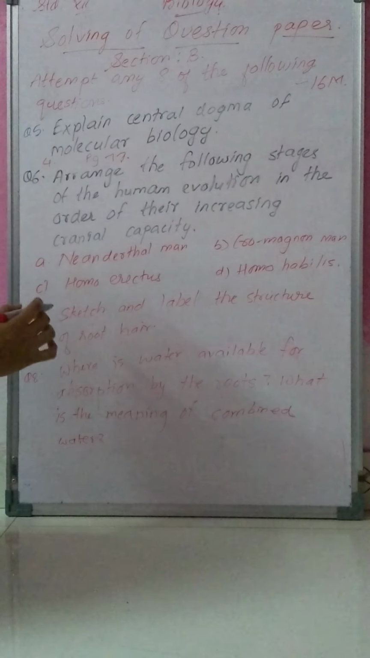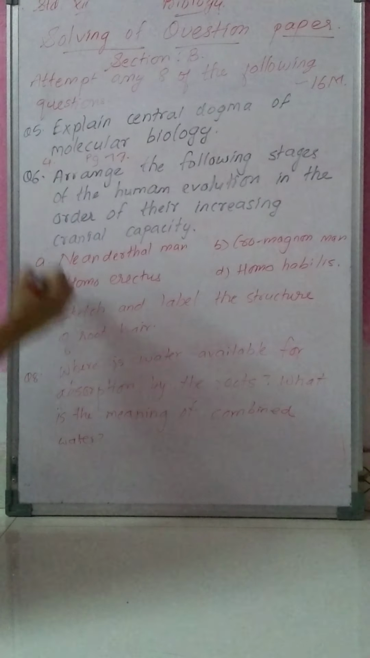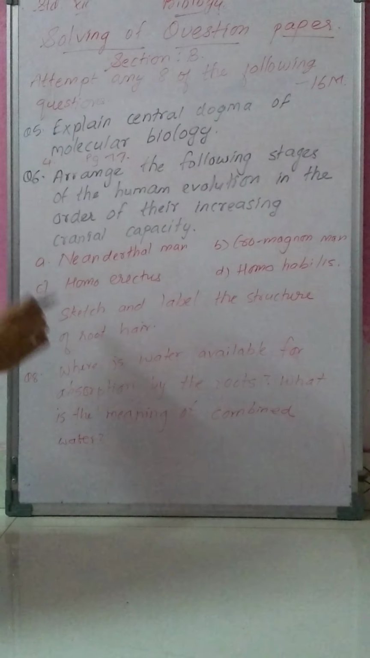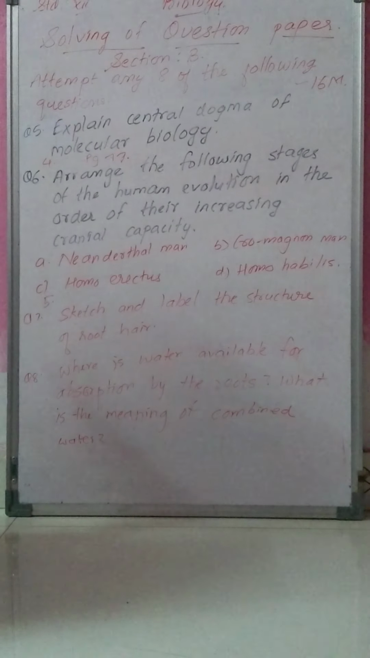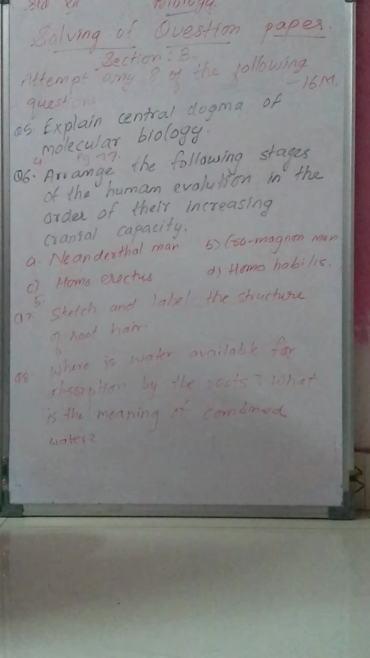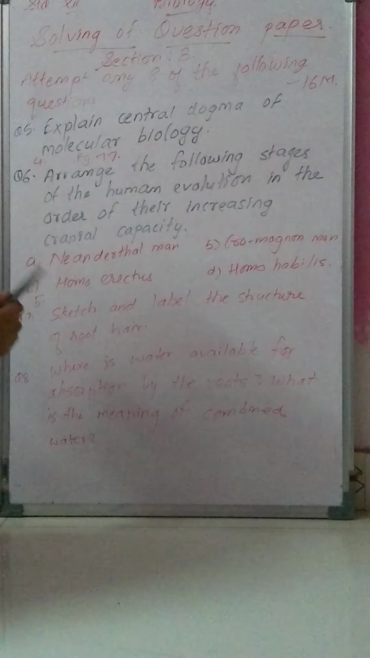This question answer you will find in chapter number 5. Name of the chapter is Origin and Evolution of Life. In that chapter you will find the arrangement of the stages according to their cranial capacity.